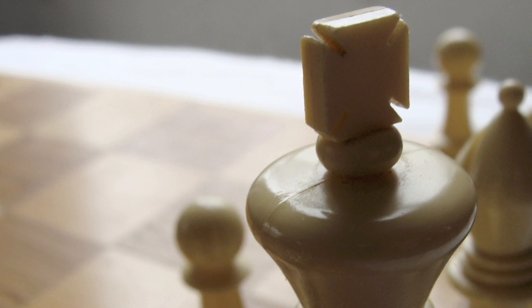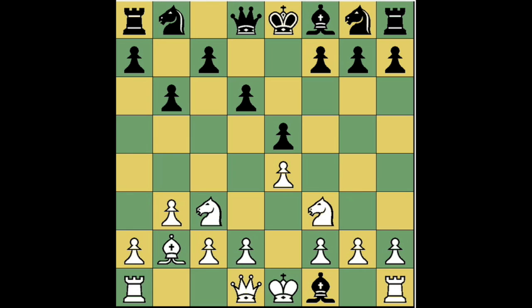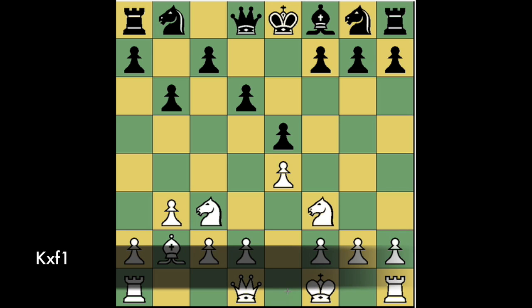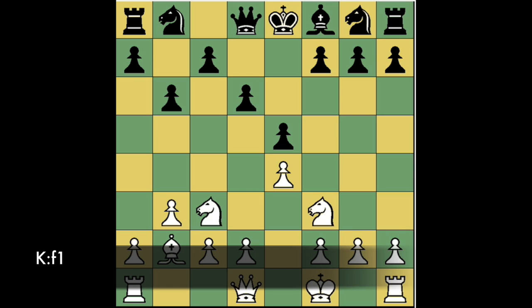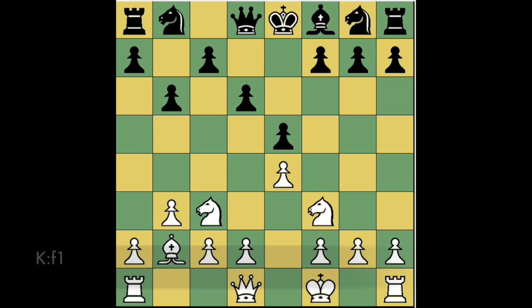Let's get started. So let's take this position for example. If the king captures an enemy piece on f1, in this case, there's a bishop on f1, the move is written K x f1. You will find some players and some older books, or books from Europe, that use a colon to designate a capture. So the king capture given above would be written king colon f1.